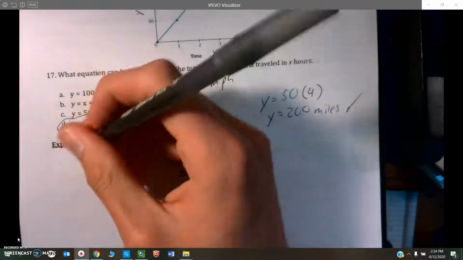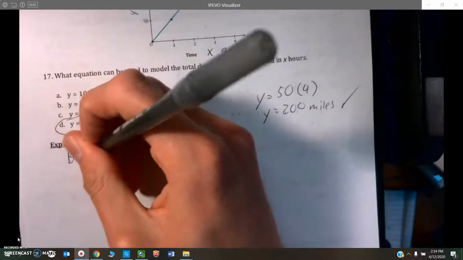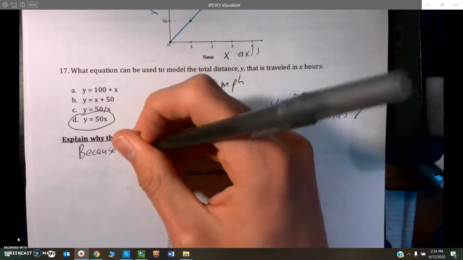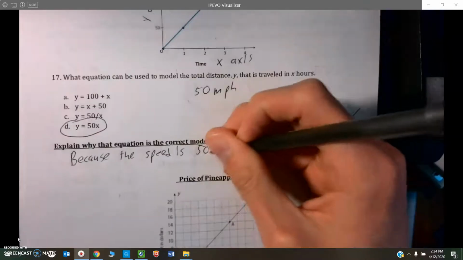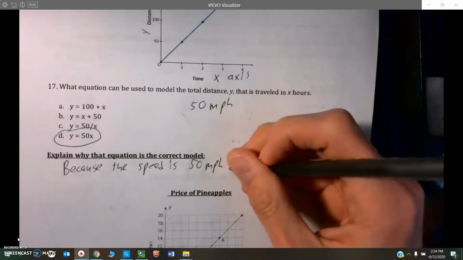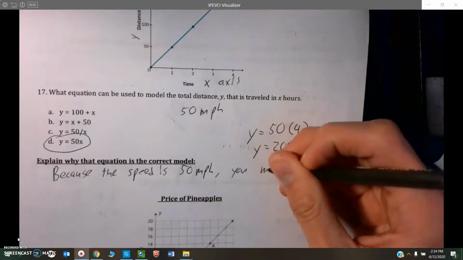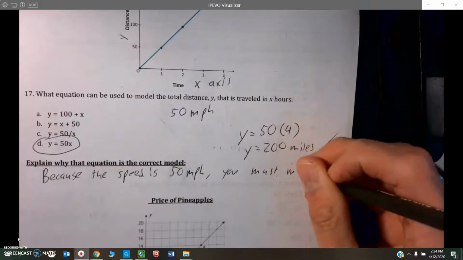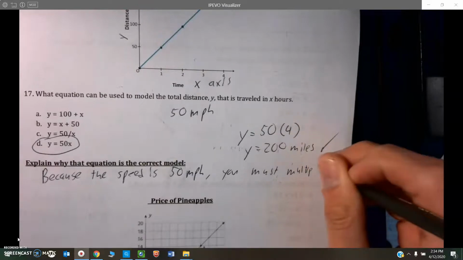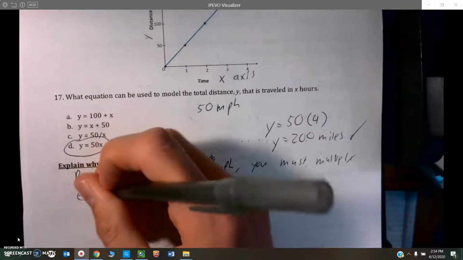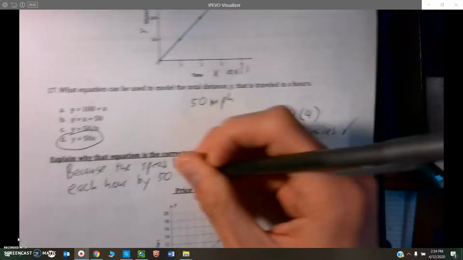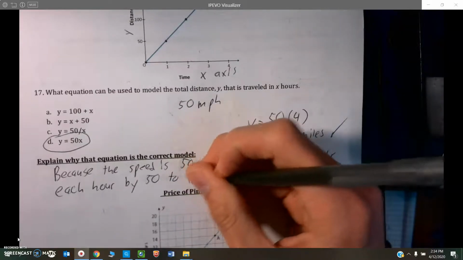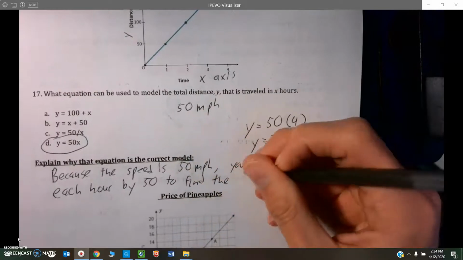Okay. So why is that correct? Because the speed is 50 miles per hour. You must multiply each hour by 50 to find the total distance.